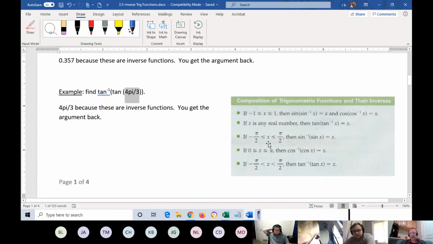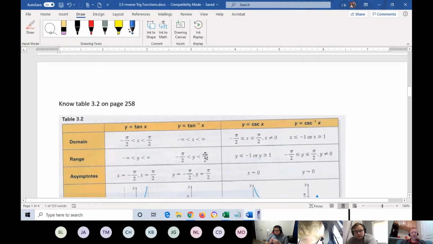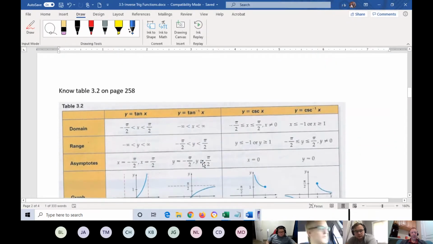Just a reminder, if your x is between negative pi halves and pi halves, then your inverse sine of sine of x equals x. If your x is between 0 and pi, your inverse cosine of cosine is also x. And if x is between negative pi halves and positive pi halves, your inverse tangent of the tangent of x is just x, okay? The table on page 258, you're definitely going to want to know that.